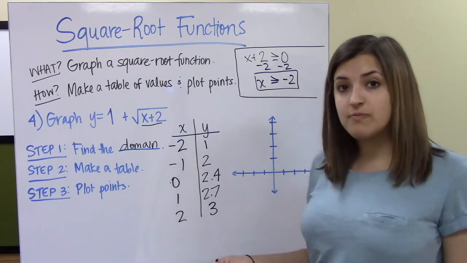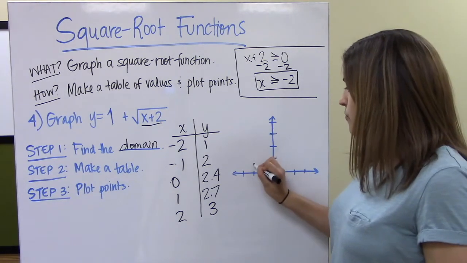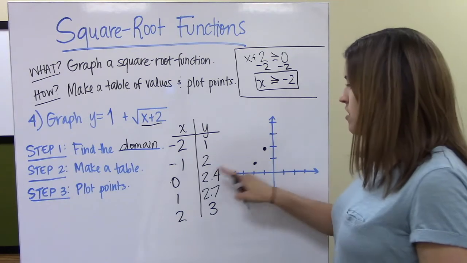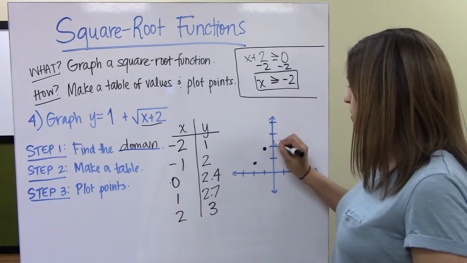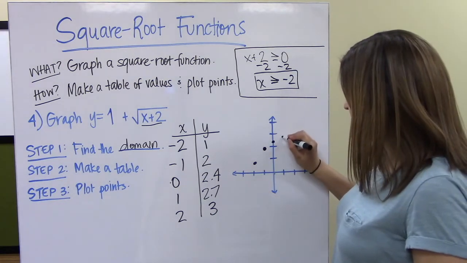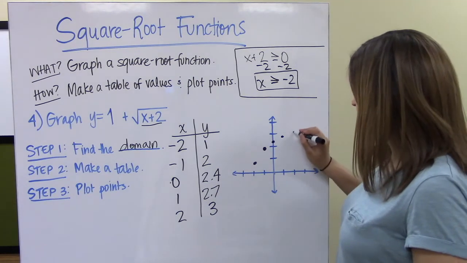All right, so now I have points that I can graph. So my first one is at negative 2, 1. My next one is at negative 1, 2. Next one is at 0, 2.4. Next one is at 1, 2.7. So I'm kind of slowing down here, we can see. And 2 is at 3.